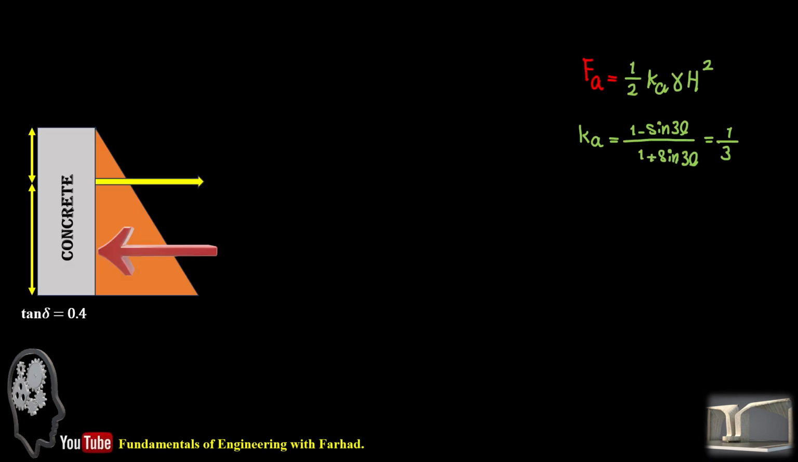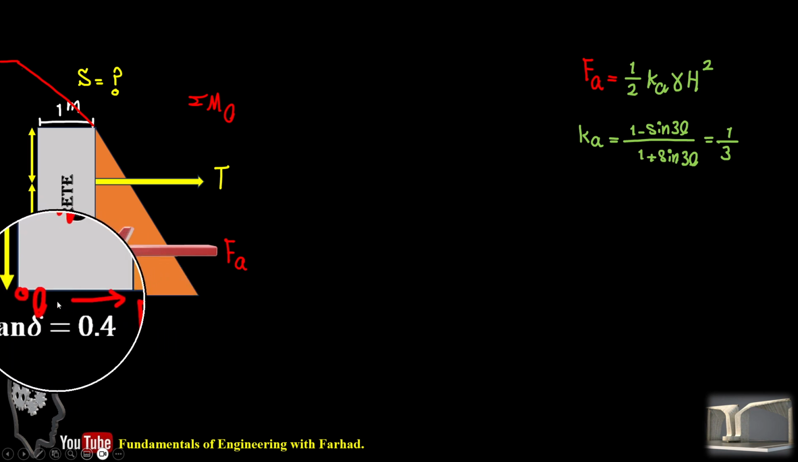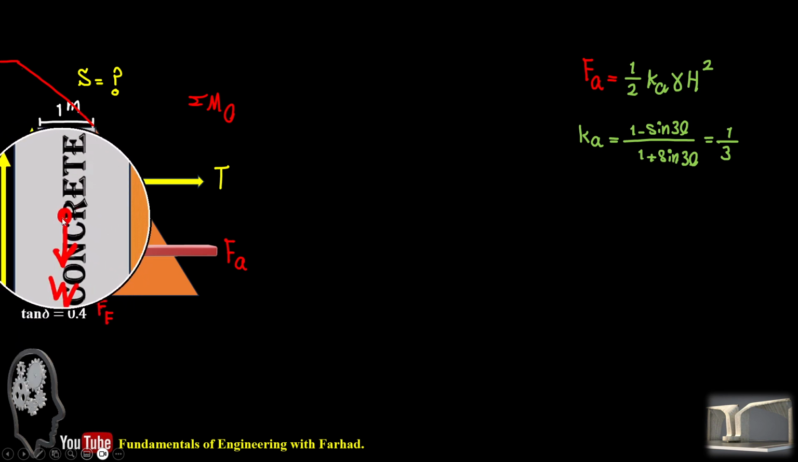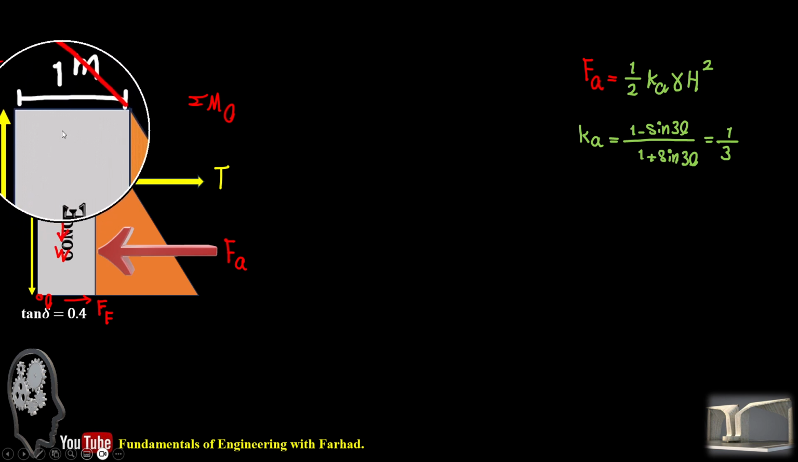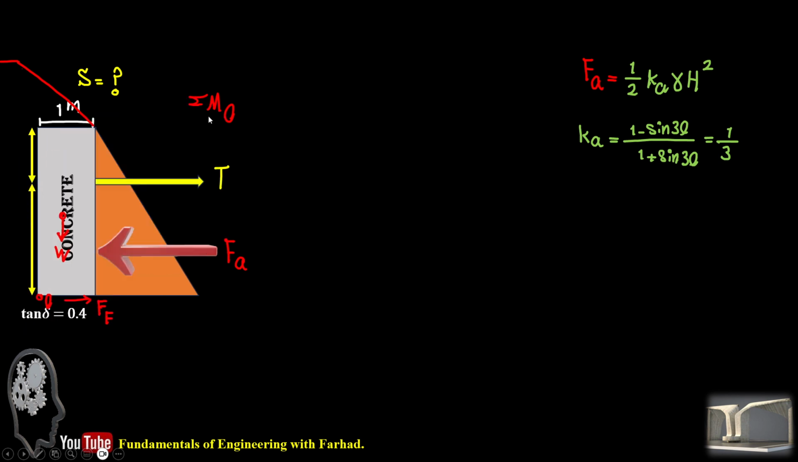To do so, we just draw the retaining wall and the forces applied on it. This is the effective pressure force, the tensile force, and also there is the weight of concrete in a vertical direction. If we take the moment about point O, definitely the friction forces drop out because they pass through point O, and the weight of concrete acts through a distance which is half of 1 meter, and the tensile force times 4 meters.